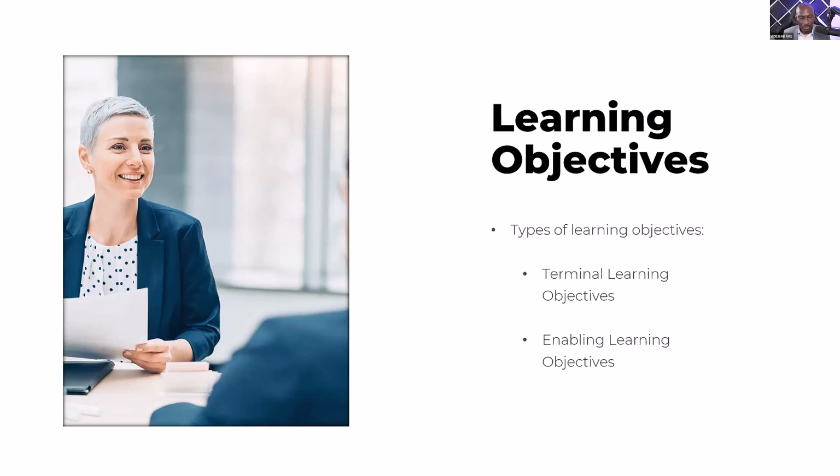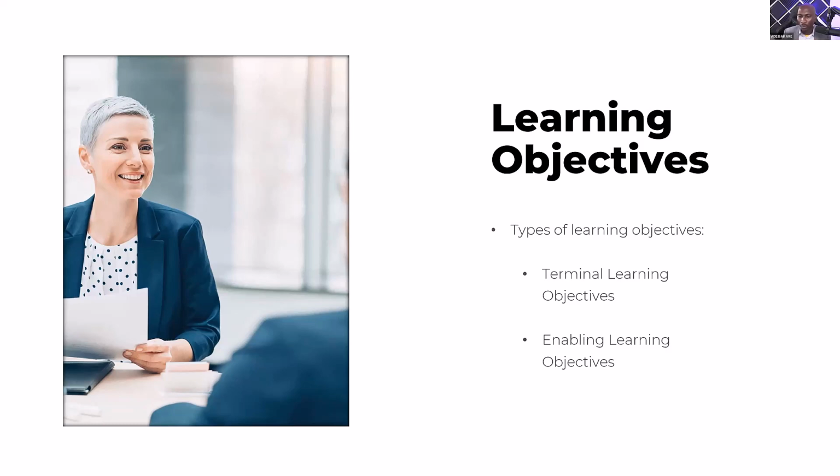So in other words, to master one main objective, learners usually have to master several subordinate objectives, and these are known as your supporting or enabling objectives, right? Now, your enabling objectives also support the terminal objectives by breaking them down into more manageable chunks, okay? So that's really the difference between the two.